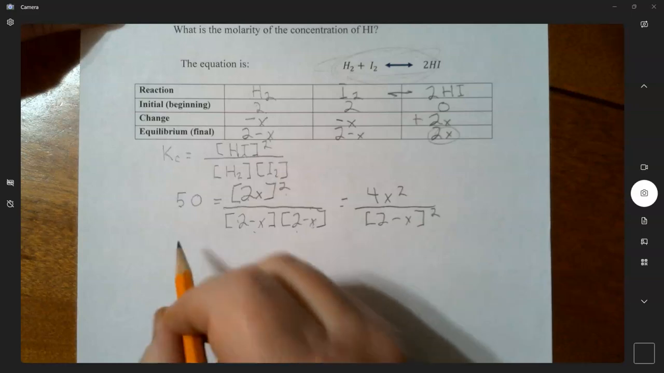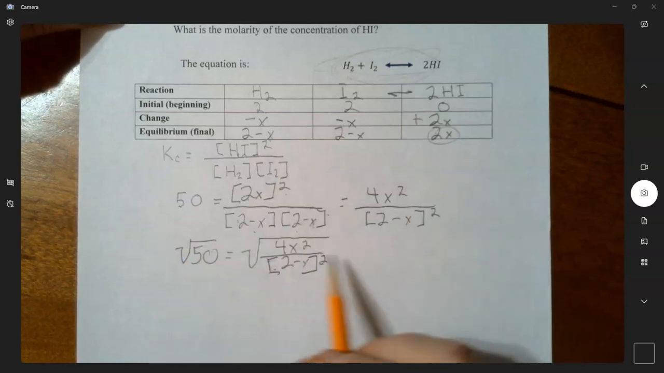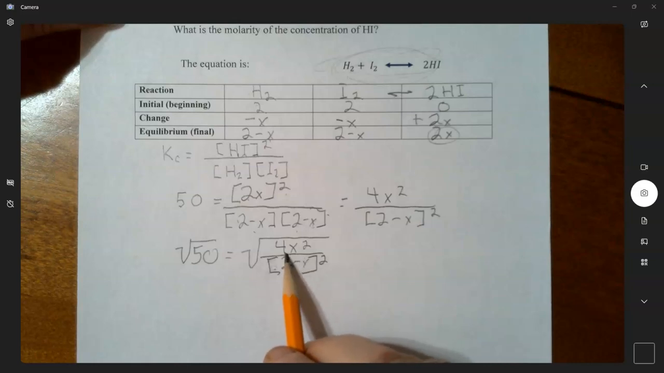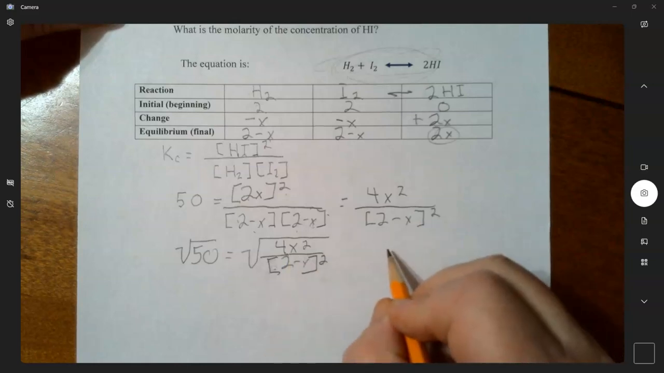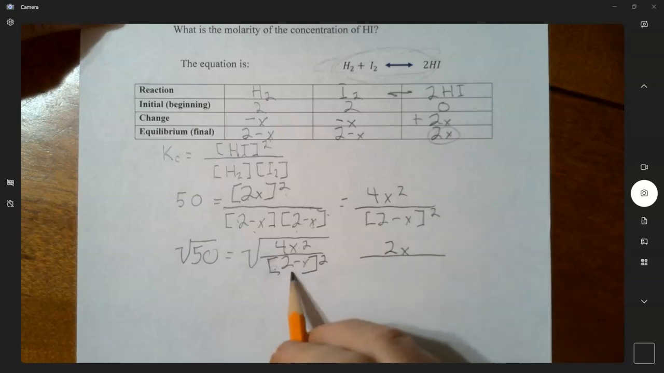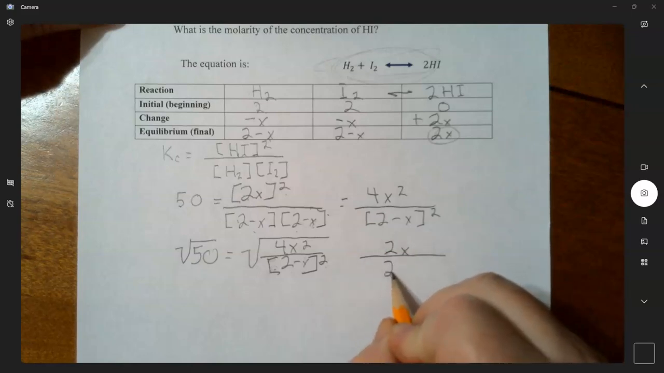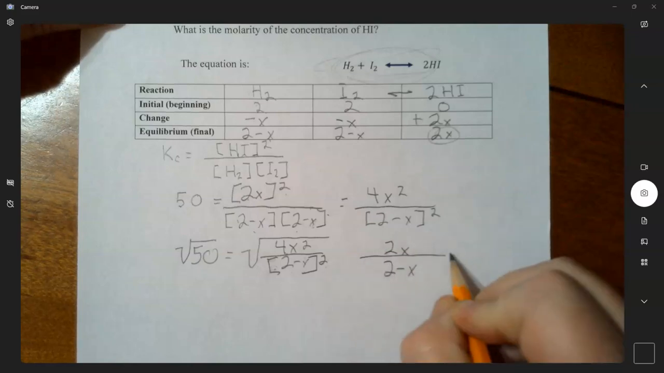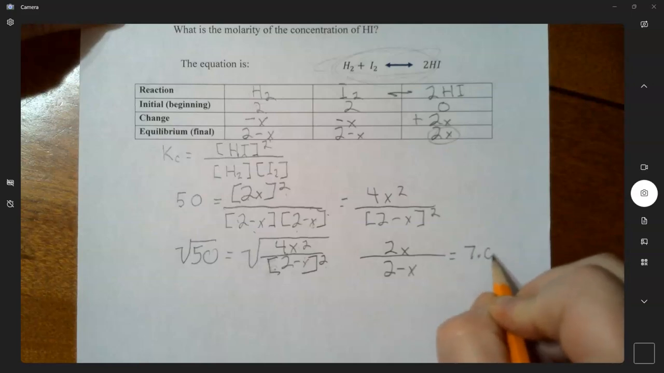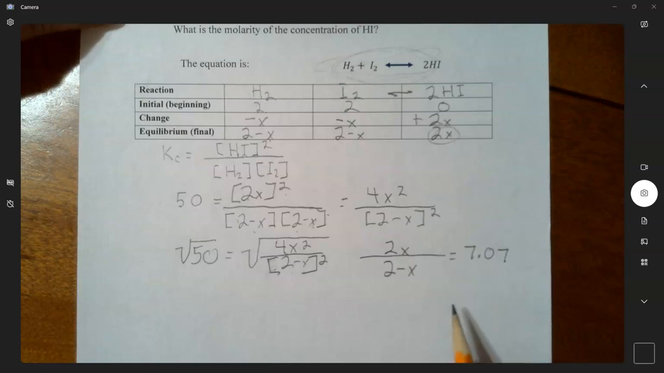Okay, now you come down, take the square root of both sides. So the square root of 4 is 2, and the square root of x squared is x. So up on the top, it becomes 2x. Down on the bottom, it's 2 minus x squared, so the square root of that is 2 minus x. And the square root of 50 is 7.07. Okay, now it's just an algebra problem.